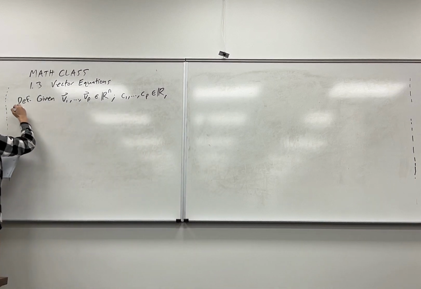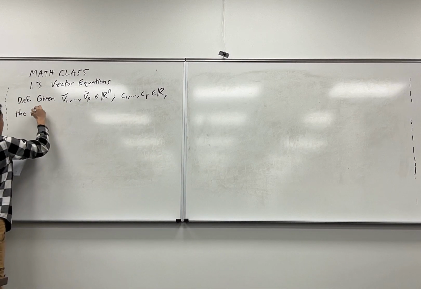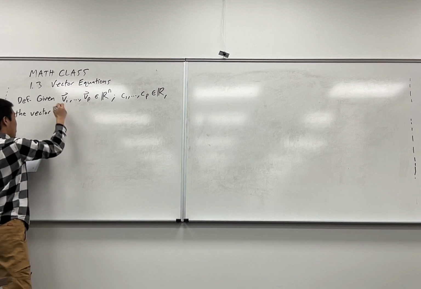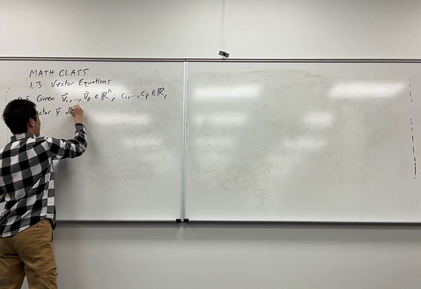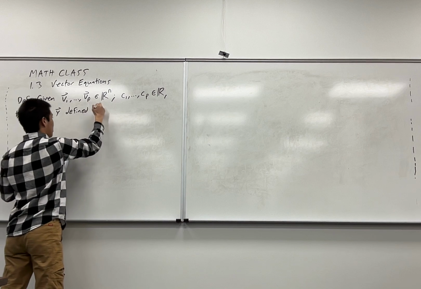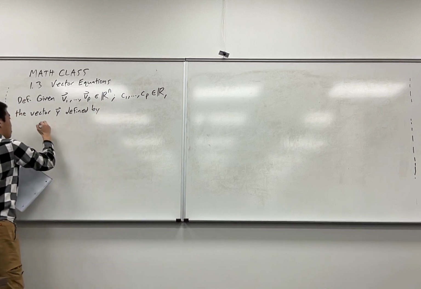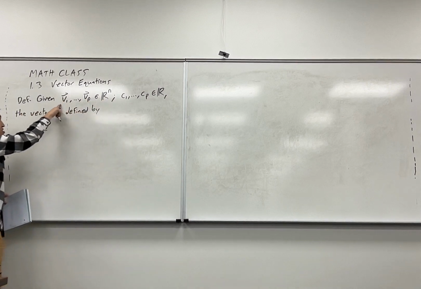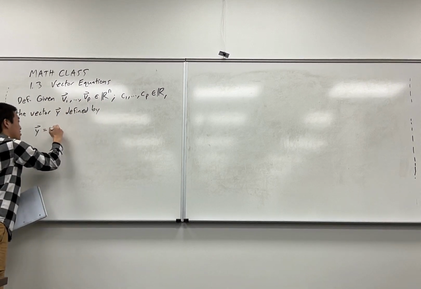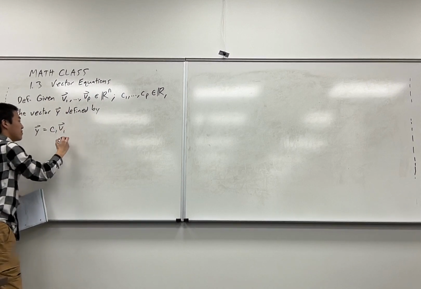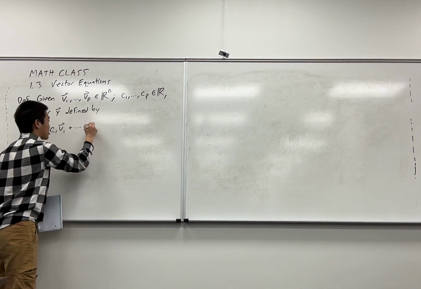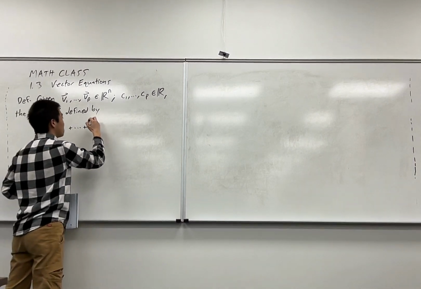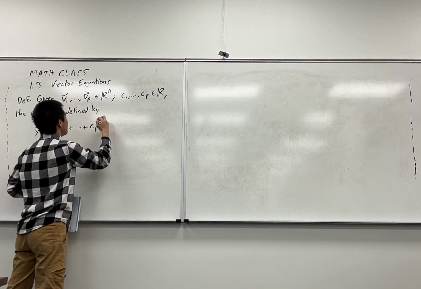Then the vector y defined by, so what we do is I'm going to pair the scalar with each vector. So c1 is going to go with v1. You can imagine that goes on so on and so forth. So c2 with v2, c3 with v3, until we end up with cp, the pth one, to vp.